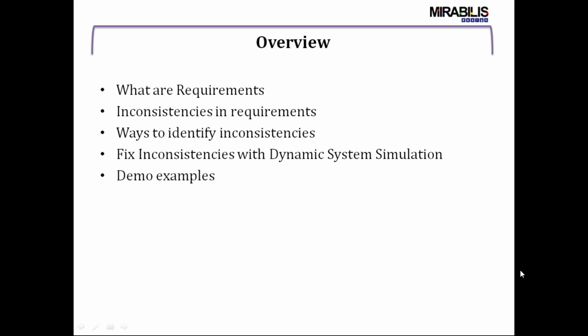And also we will try to understand what are the different ways to identify inconsistencies in the design requirements itself. And then we will try to understand how exactly these inconsistencies can be identified and fixed using a dynamic system simulation using Visual Sim Architect. So I'll be going over a few demo examples as well to give you understanding about how exactly these dynamic system simulations will actually help you to capture the inconsistencies itself.